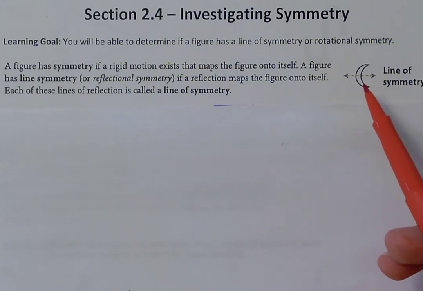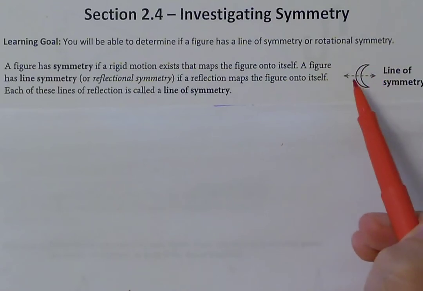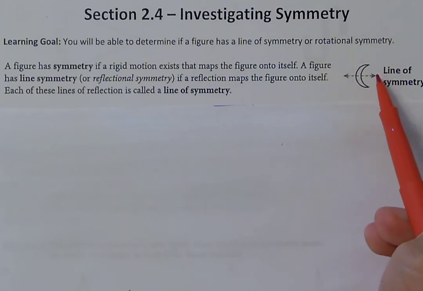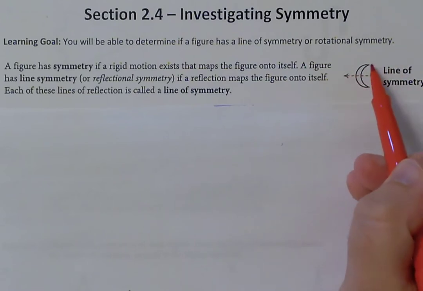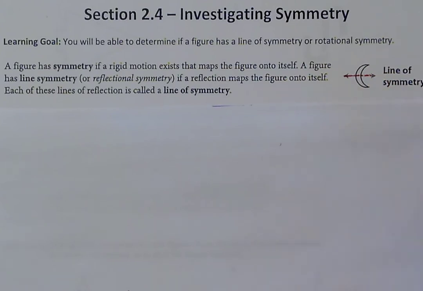So if we look at the figure they give us here, it looks like a moon. A line of symmetry for this shape would go down the middle, left to right. So if I were to cut out this shape and reflect over this line, or fold my shape over that line, it would map back onto itself. Meaning, if I fold this top part over this line onto this bottom part, it should match up perfectly. Or if I reflected over this line, it would map back onto itself perfectly.